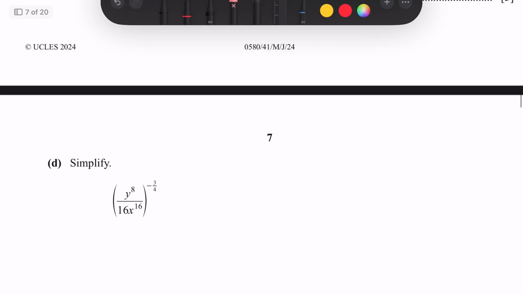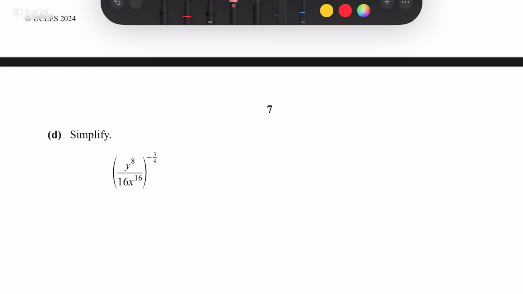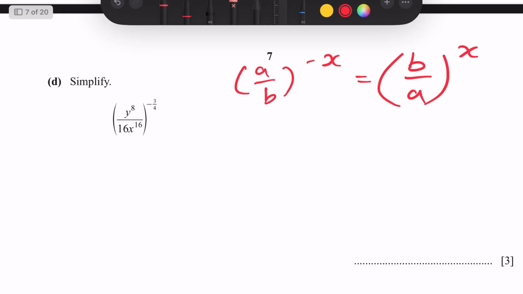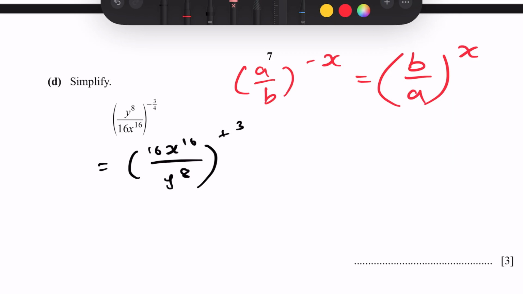Next, D says to simplify y to the power of 8 divided by 16x to the power of 16 and its fraction to the power of negative 3 over 4. So there's a rule with fractions and exponents that if you have a divided by b to the power of negative x, this is equal to the reciprocal of a by b, which is equal to b by a to the power of x. So in this case, y to the power of 8 divided by 16x to the power of 16 to the power of negative 3 over 4 is equal to 16x to the power of 16 divided by y to the power of 8 to the power of positive 3 over 4.